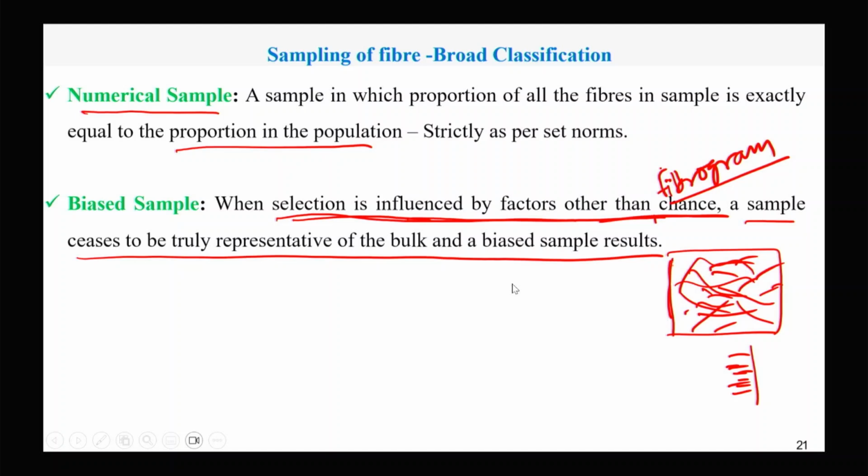But when we take the fiber sample from the sliver, this is sliver. Let us see, this is one sliver.